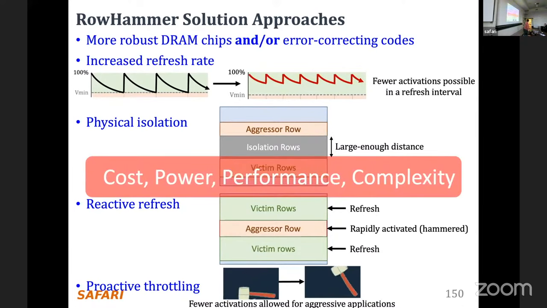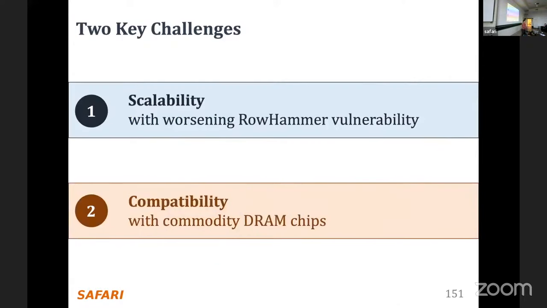All of these solutions are interesting because they all have a trade-off between cost, power, performance, and complexity. So the perfect solution to RowHammer is not known yet. All of the solutions are a trade-off. Of course, there's security also. Which ones are fundamentally secure? You need to prove the security of your solution as well. So this is what we wanted to target with the RowHammer work.